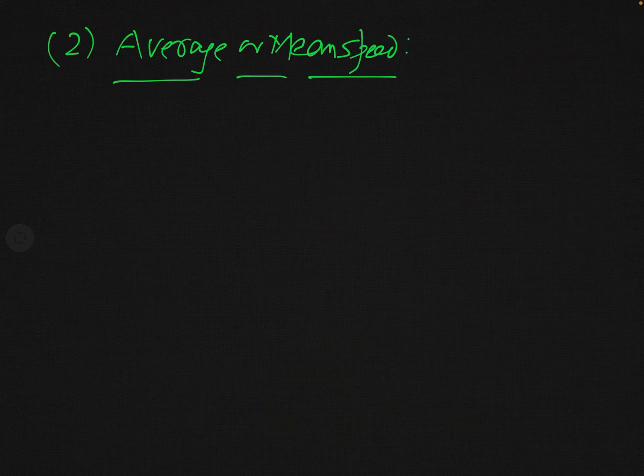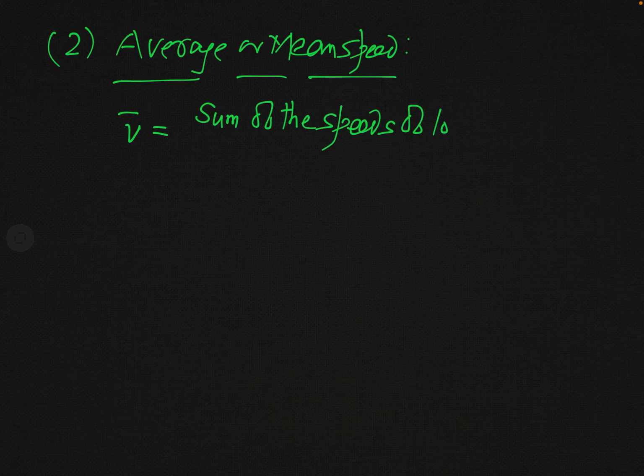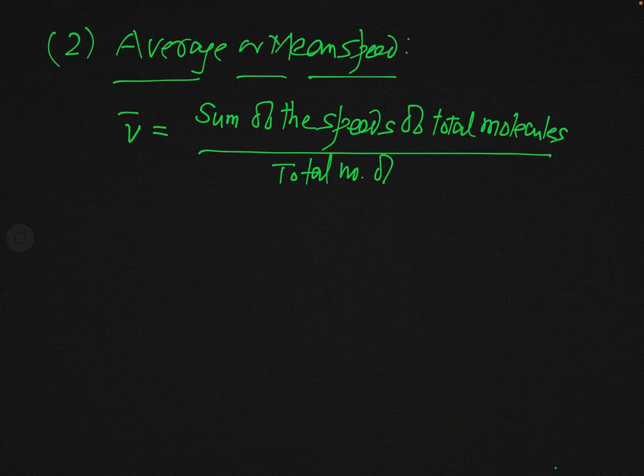So if you denote this average speed by the symbol V bar, then V bar will be defined as the sum of the speeds of total molecules, divided by the total number of molecules. And as you have seen, dNv denotes the number of molecules having a speed between v and v plus dv, and as I told you earlier, dv is very small, so almost the speed of each molecule is equal to v.